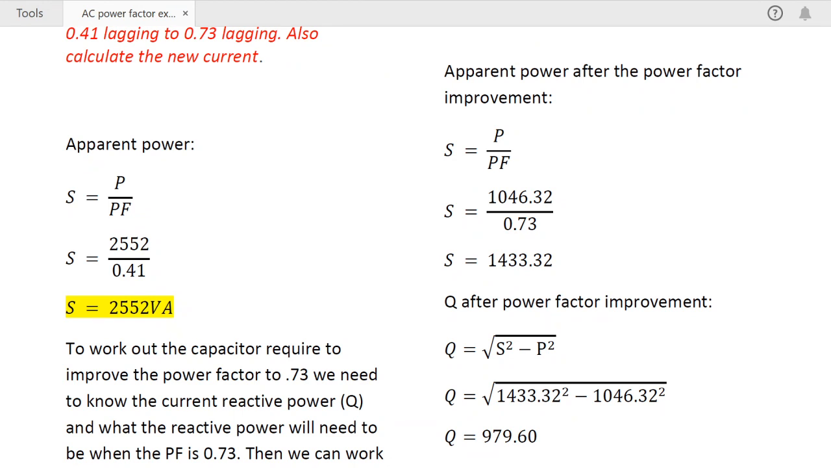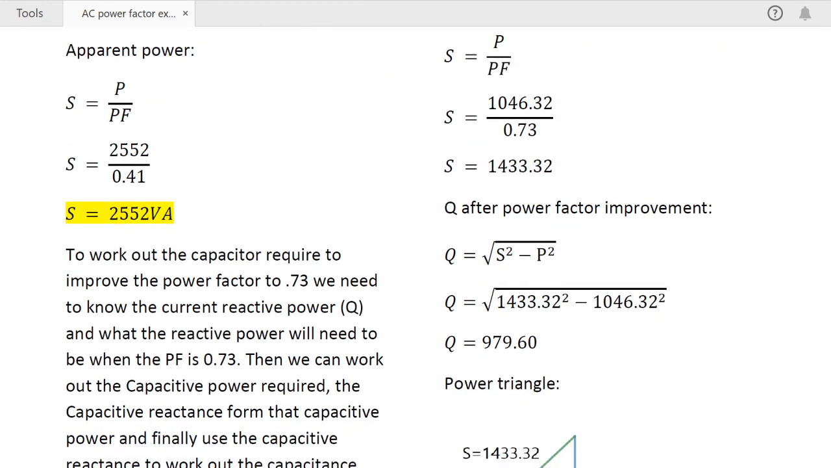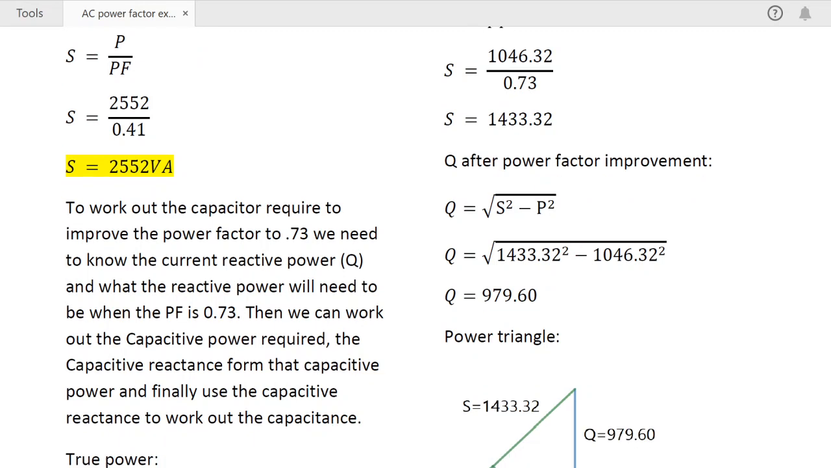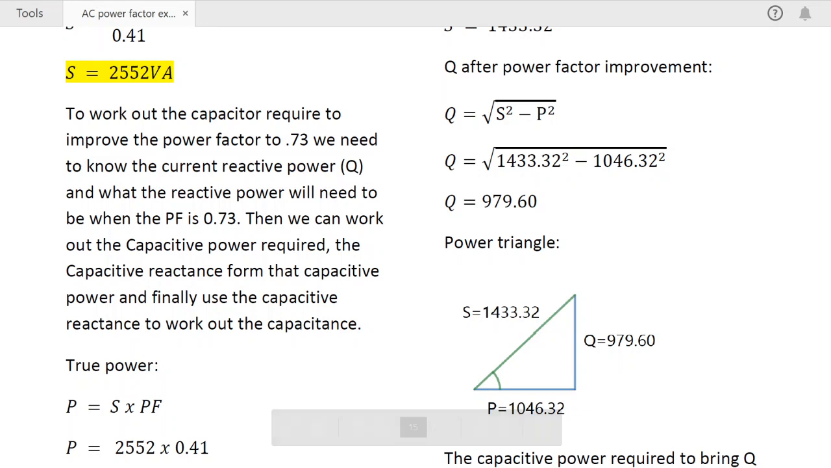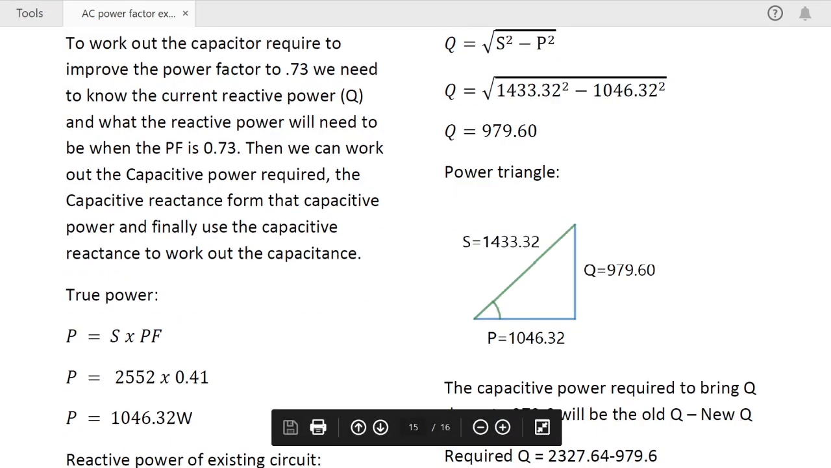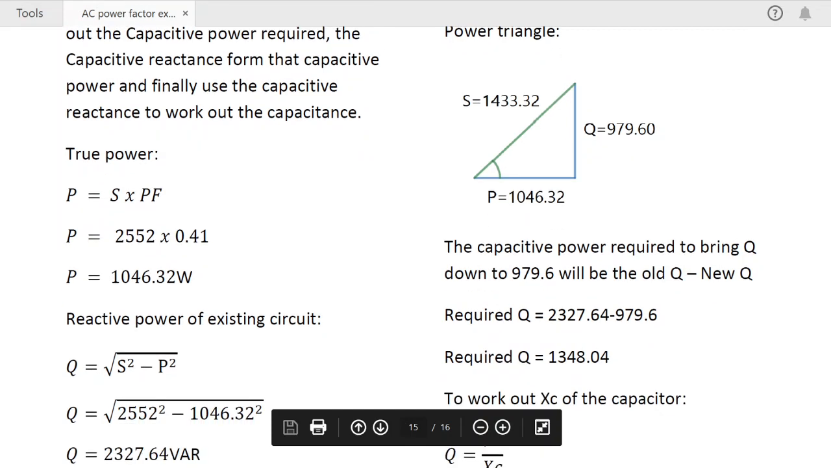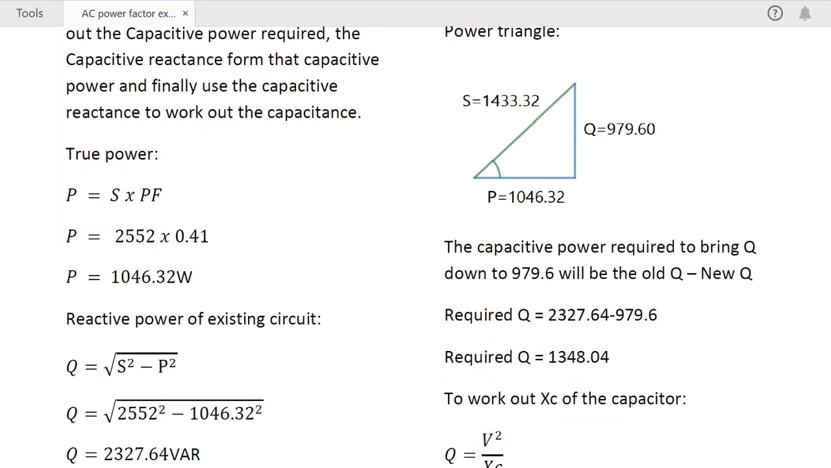The Q after my power factor improvement then will be the new S was one side and the new P is the other side, and use Pythagoras to work out the third side, which is my new Q, and there's my new power triangle here. I've got my new S, my new Q, and P is the same. So the capacitive power required to bring the Q down to 979.6, which is the value here, will be the old Q minus the new Q.